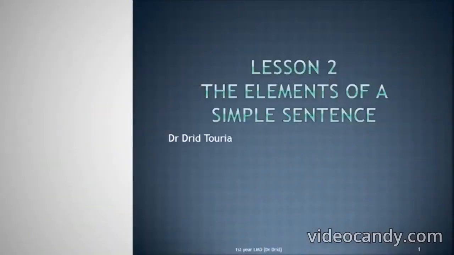Lesson 2. The elements of a simple sentence. We have seen in the previous lesson that a simple sentence in general contains two main parts, the subject and the predicate. In this lesson, we are going to focus on other elements within these two parts.